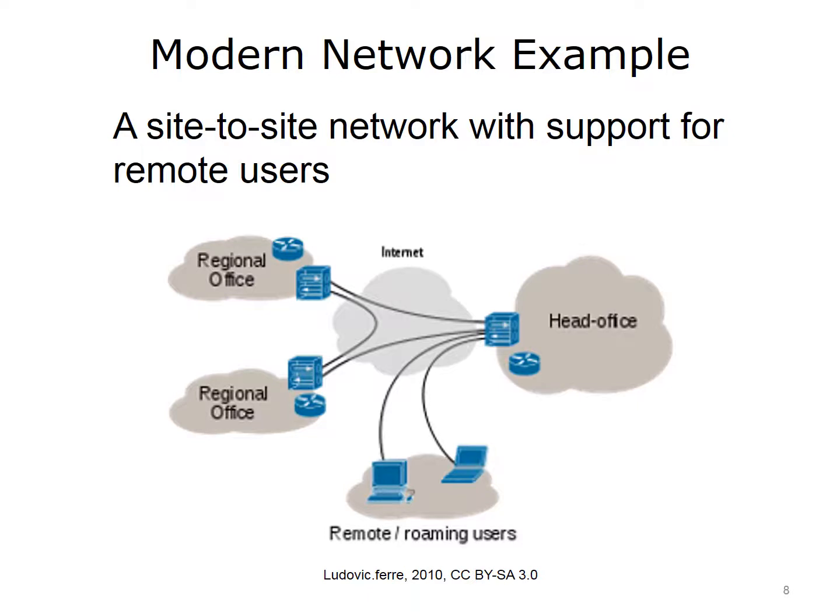To visualize what a moderate-sized network would look like, examine the figure on the screen, where you will see two regional offices that are connected to the head office. Remote users, employees who work at home or travel as part of their job, also need to connect to the head office. Note that all users are connecting through the Internet, and that the Internet service providers, or ISPs devices shown in the figure, are interconnecting all of the sites. Additionally, the routers at the regional offices are connecting to a router at the head office.